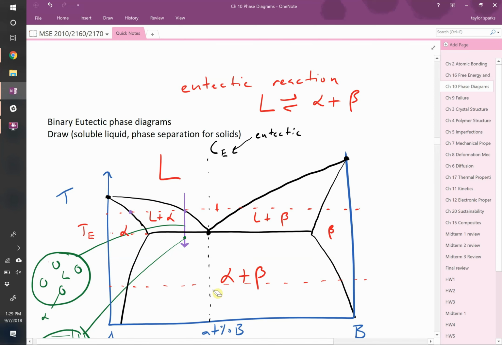If we started out right here, if I did the lever rule, then this section of line is much bigger than this section of the line. And what that means, and we're going to show you mathematically in a second, is that there's more beta phase than alpha phase. There's a lot more beta. It might be like 90% beta, 10% alpha, for example, okay? And we'll calculate it in a minute.